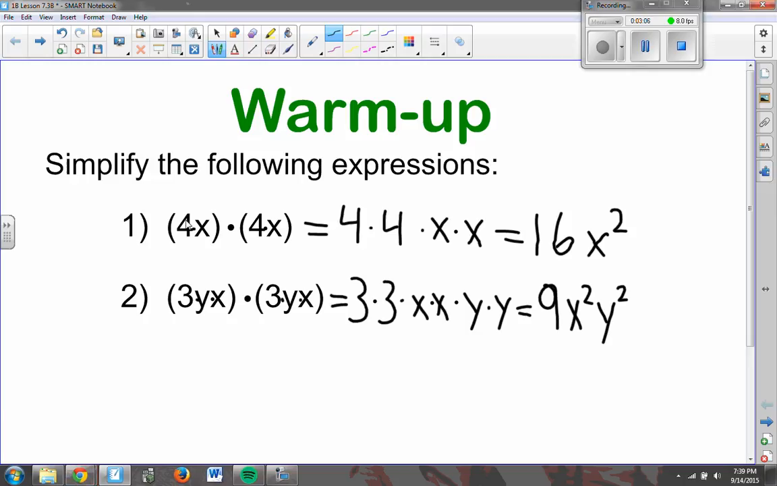Okay? Once you feel good about those 2 warm-up problems, join me please on the bottom of page 434, and we're going to learn a new rule about exponents. All right, here we go.